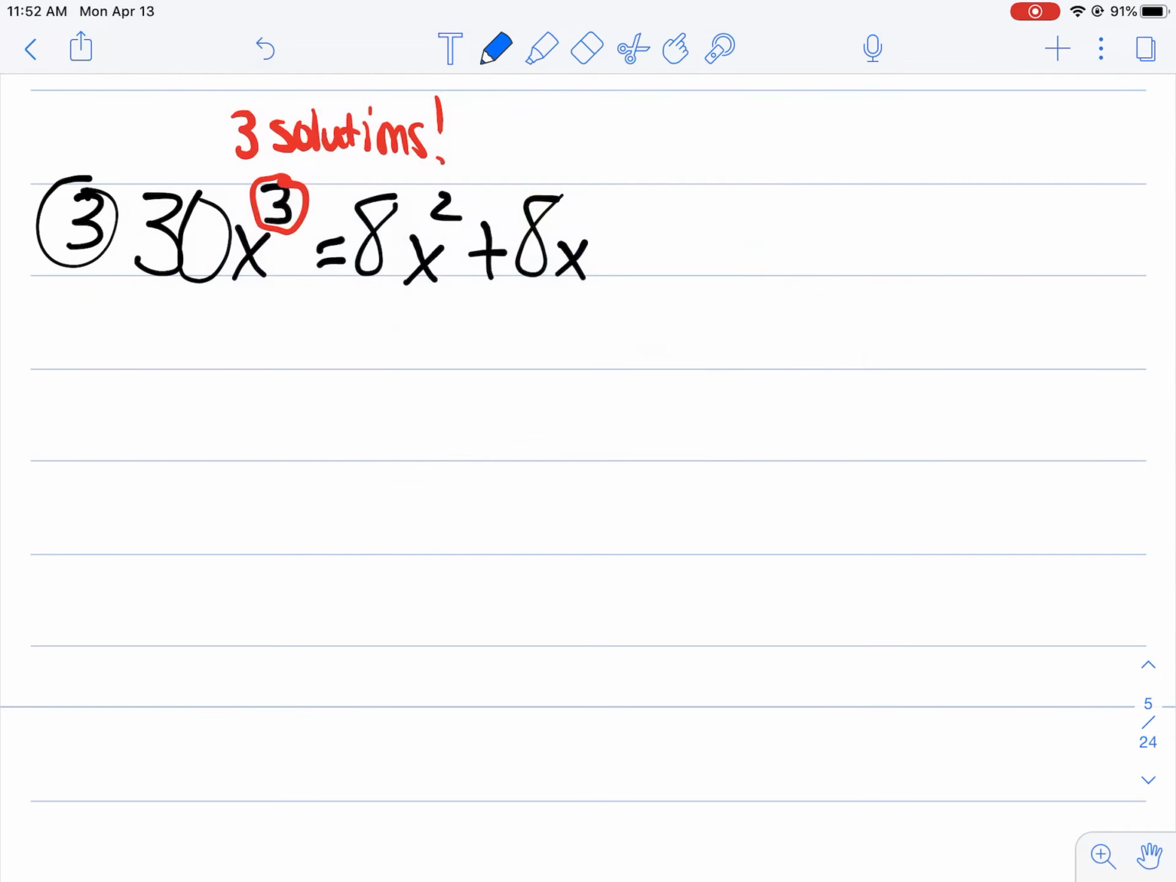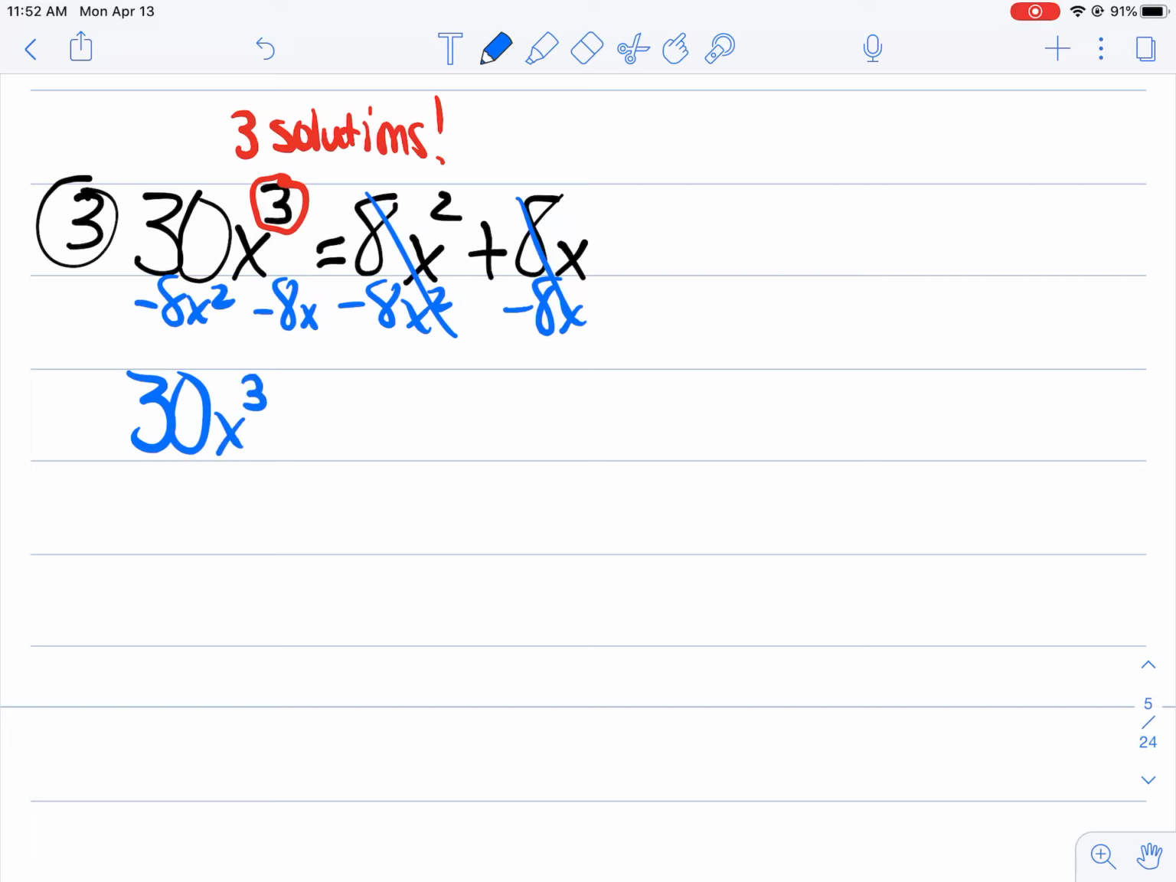Okay, so let's start out and move the terms on the right to the left side so that a stays positive. So I'm going to subtract 8x squared. And again, these don't have anything to combine with, so we're just going to rewrite them. And subtract 8x, okay? So they cancel out there. So I'm left with 30x to the third minus 8x squared minus 8x equals 0.